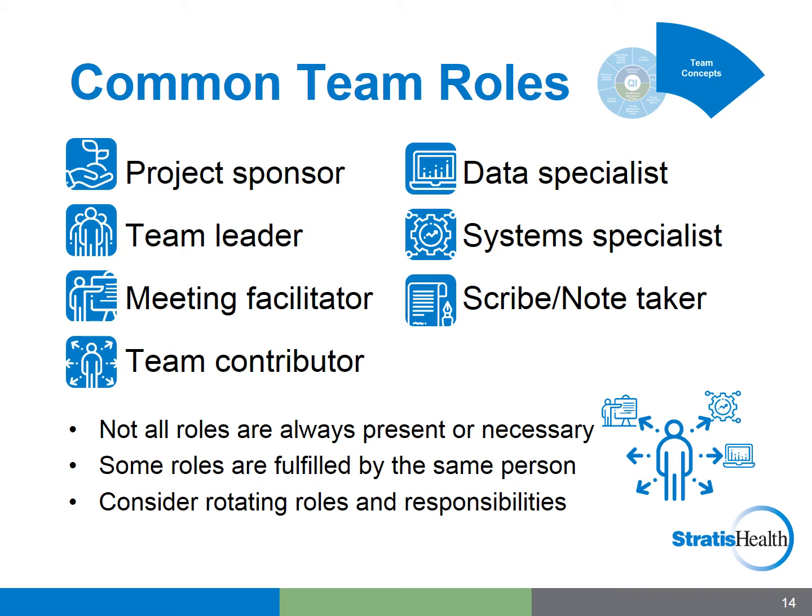The roles include project sponsor, team leader, meeting facilitator, team contributor, data specialist, system specialist, and scribe or note taker. Compared to traditional hierarchical work with managers and those who report to them, the QI team optimally will have a flatter structure where members leave their stripes or hierarchical ranking at the door and put the team members on equal footing. The idea is to fill needed responsibilities and have team members contribute to solve the QI issue at hand. An effective approach is to think of some of the listed roles more as responsibilities which can be shared or rotated, especially the role of facilitator or the scribe or note taker. In the following slides, we'll consider the responsibilities of each role.